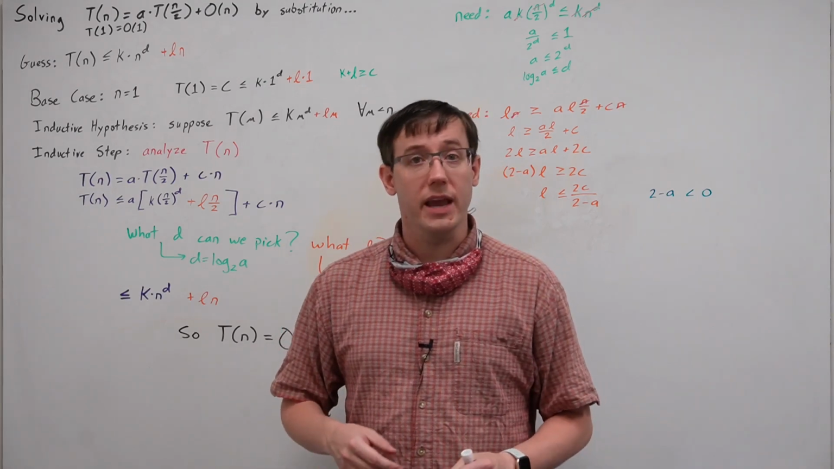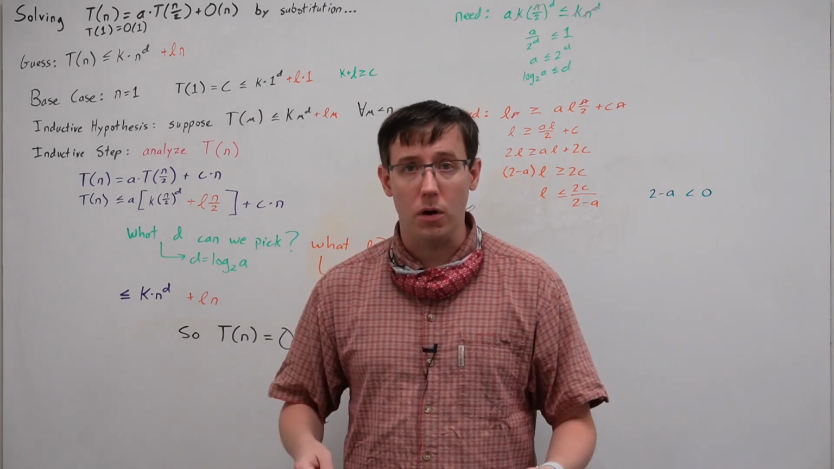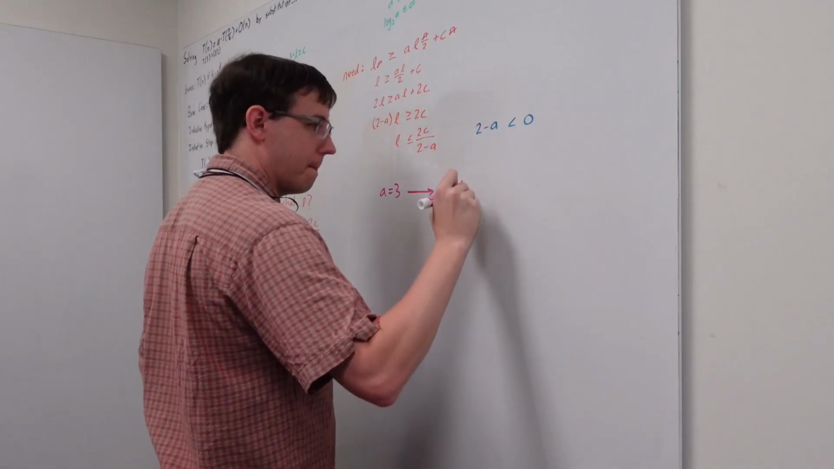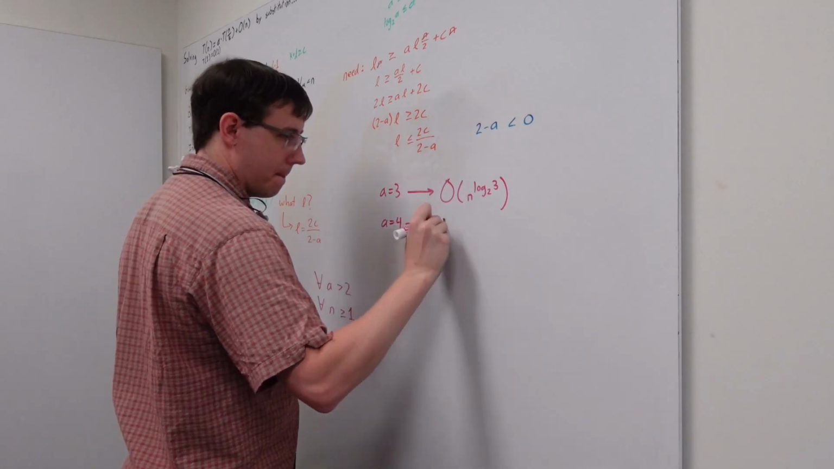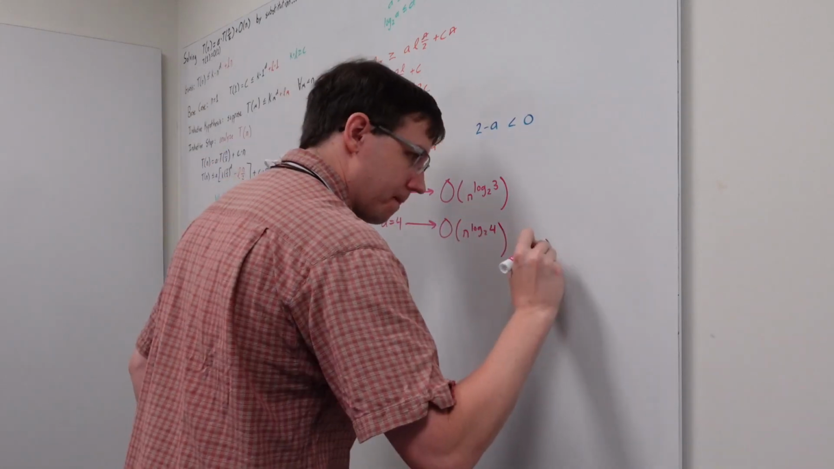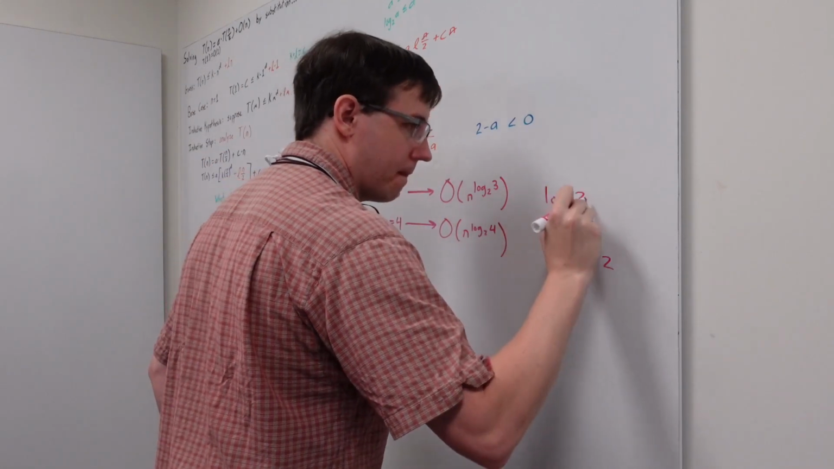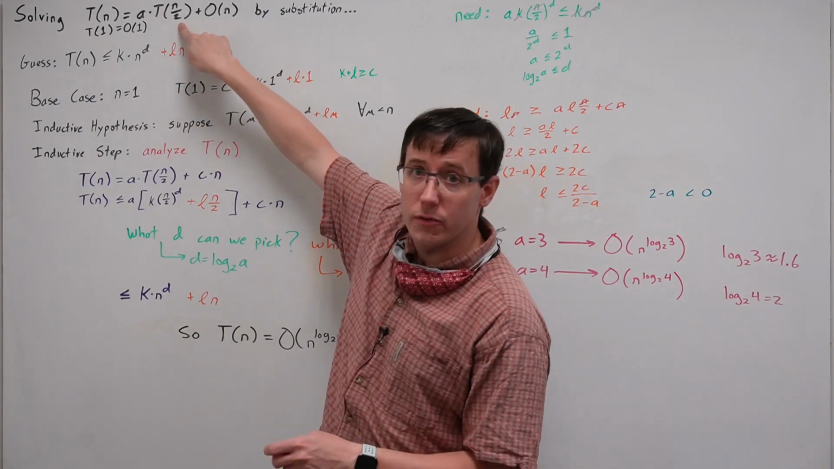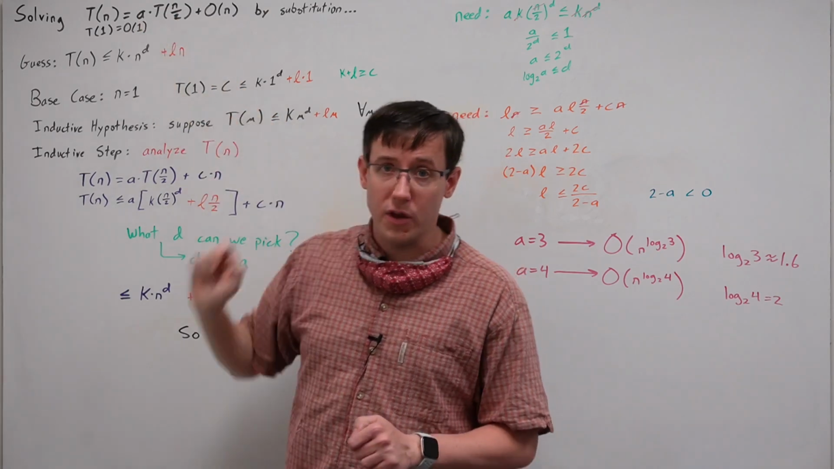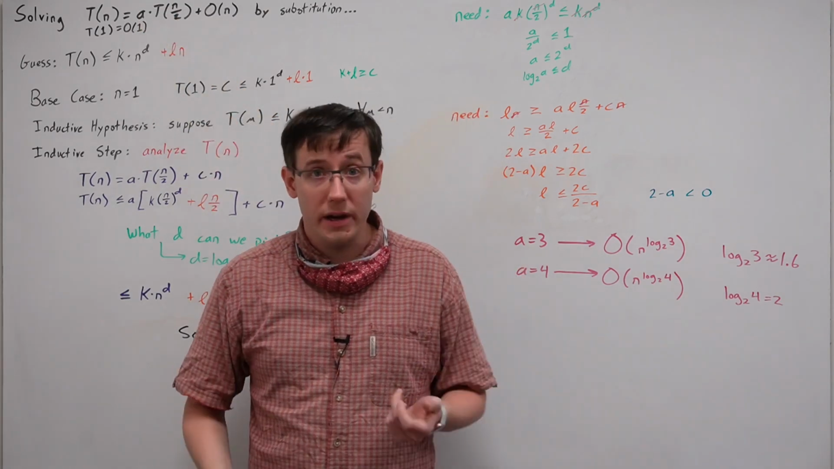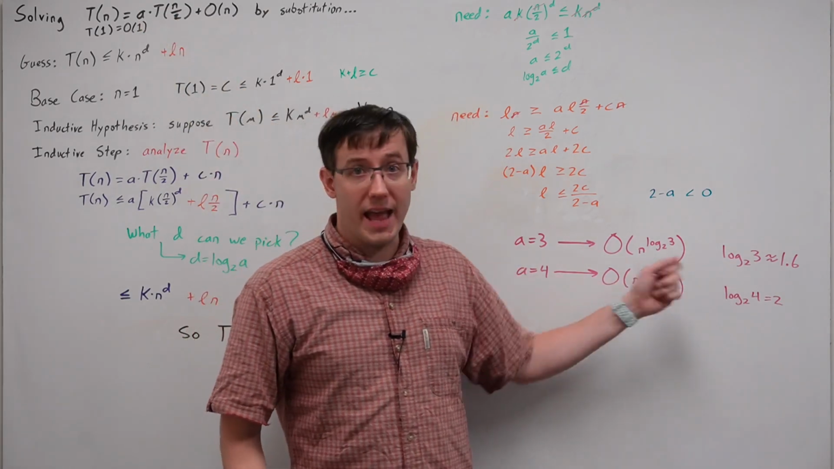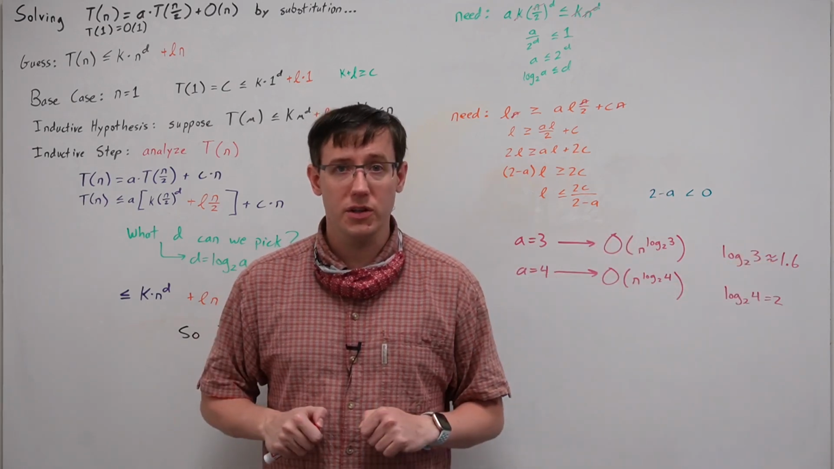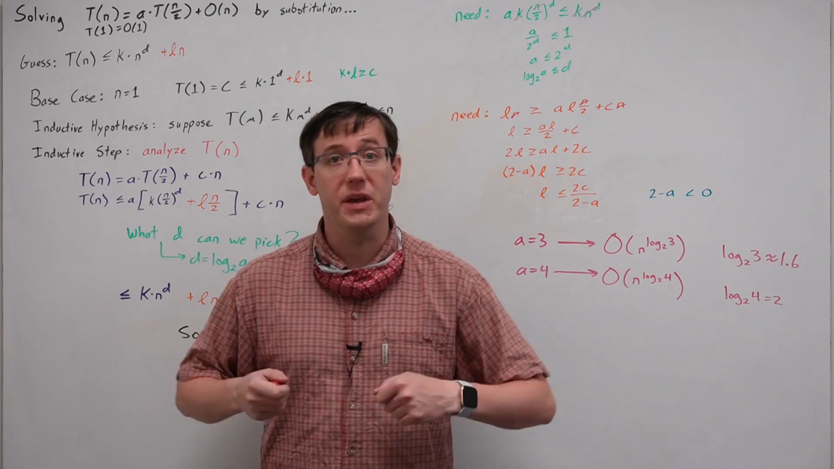Specifically, if we consider the cases of 3 or 4 subproblems of size n over 2, so if we have subproblems of size n over 2, but we have 3 subproblems, then we get a running time that is big O of n to the 1.6. Or if we have 4 size n over 2 subproblems, our running time is big O of n squared.